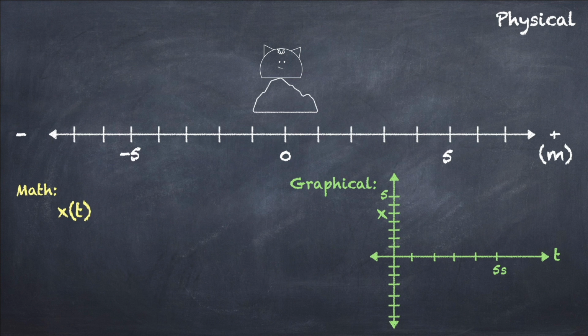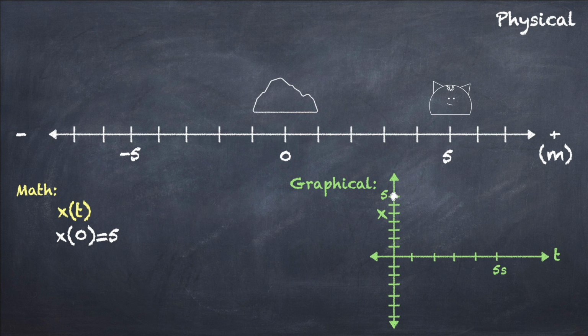But first we need something to start moving. So let's say I hypothetically sit Mochi down at x equals 5 meters. We can write this mathematically as x at time equals 0 is equal to 5 meters, or x of 0 is equal to 5 for short. Let's just add this point on our graph.